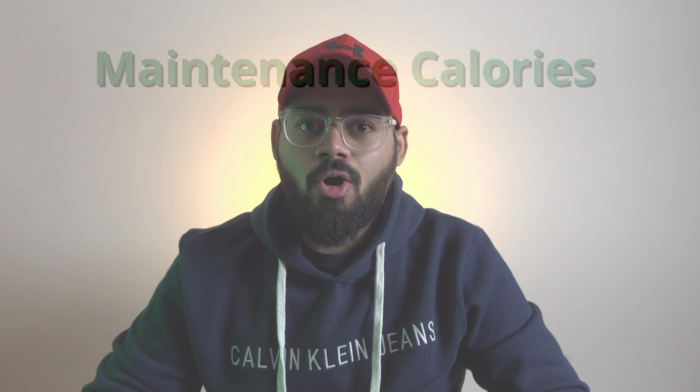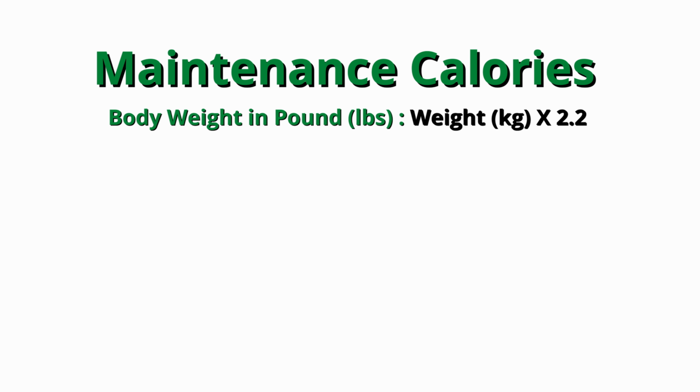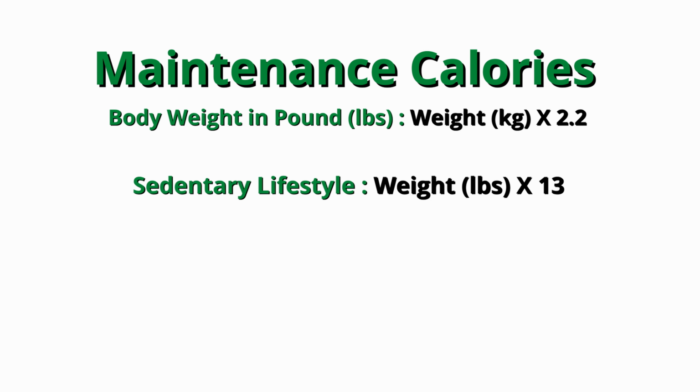So let's discuss now how you can find your maintenance calories. First, you need to find out your body weight in pounds. For that, just multiply your weight in kgs by 2.2. Now, if you're a sedentary person, like having a desk job or a sitting job, multiply this body weight in pounds by 13. This will give you your maintenance calories.